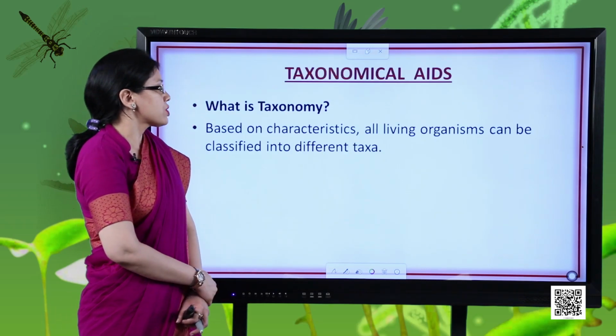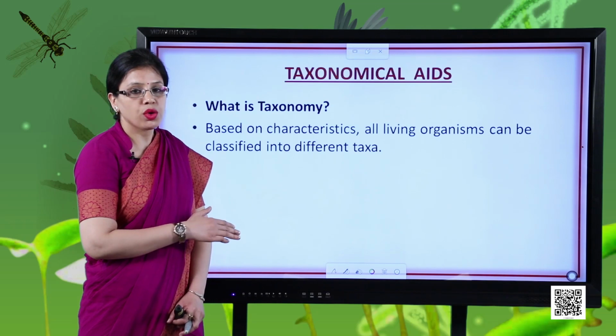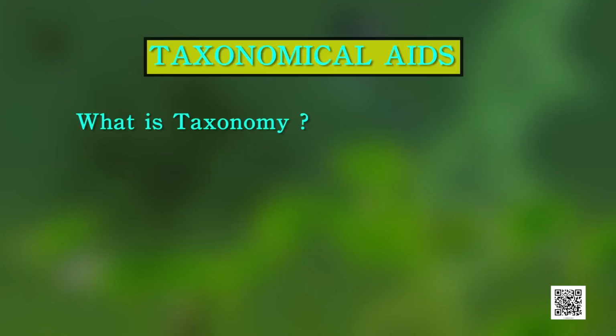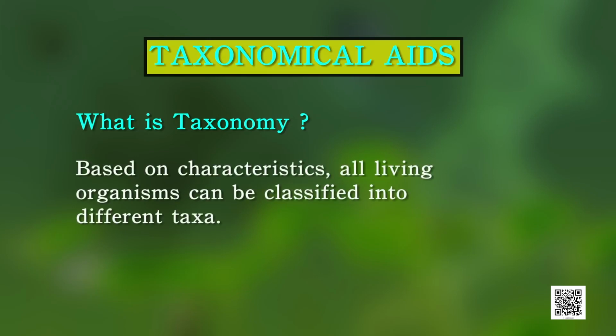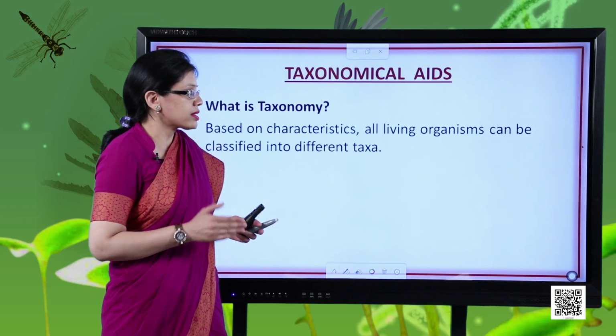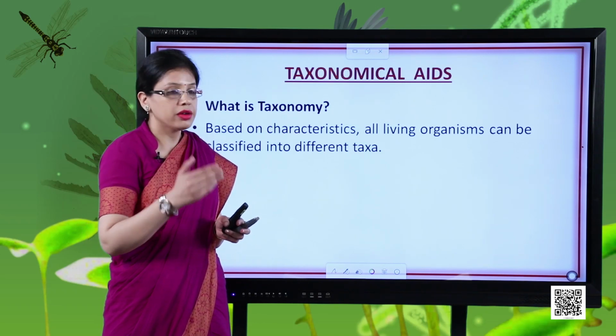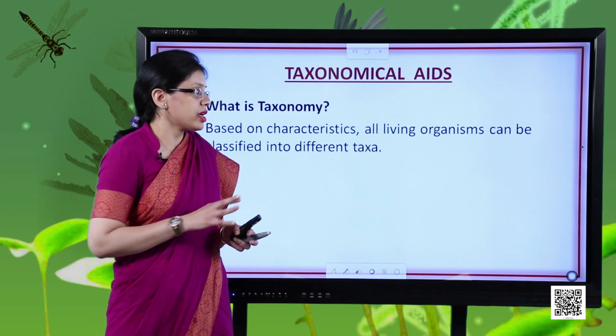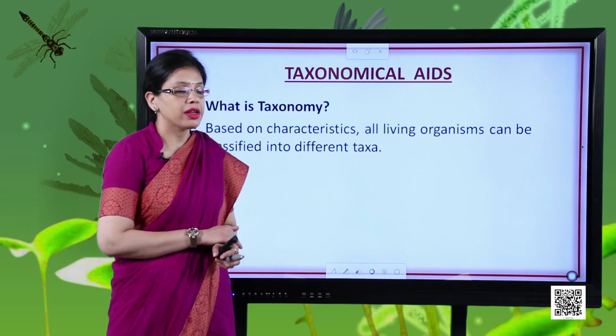Now, in your previous session, you have already studied about taxonomy. So let's quickly recapitulate what exactly is taxonomy. In taxonomy, on the basis of characters, we are classifying the living organisms into different taxa. And when we are dividing them into different taxa, this is done in a hierarchical manner, so that it is easier for scientists to understand all the diversity present on our planet Earth.